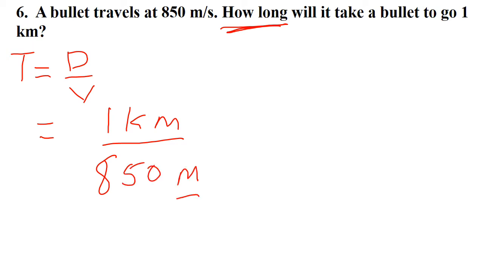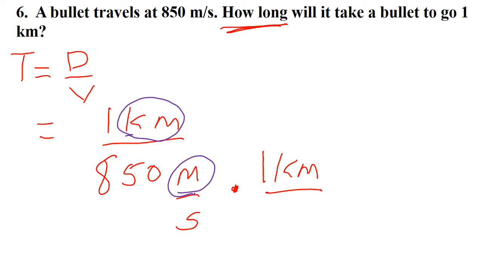850 meters per second. And we have a little bit of a problem because we have meters and we have kilometers. And what we're going to need to do is change either the kilometers to meters or the meters to kilometers. I'm going to do it down here where I can change this meter into a kilometer. And I know that for every 1 kilometer there are 1,000 meters. So that meter will cancel with that one. And just down here on the bottom half of my fraction, I've got 850 divided by 1,000.